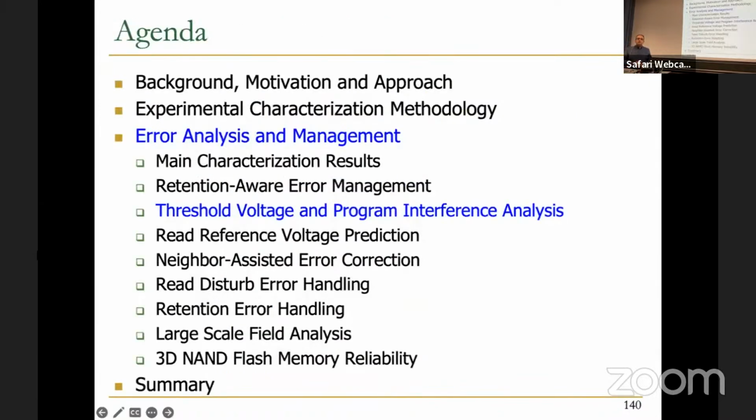Okay, any question? Now we can get to the next topic.